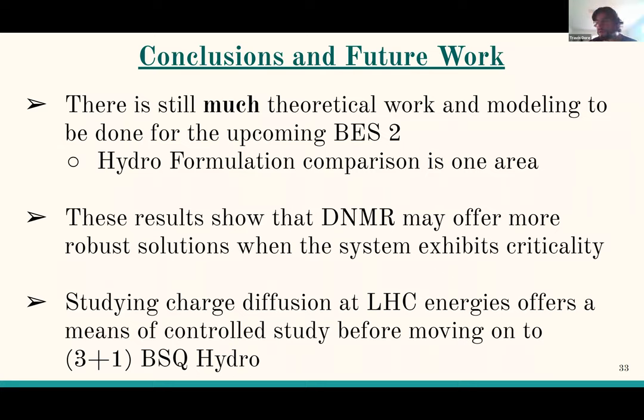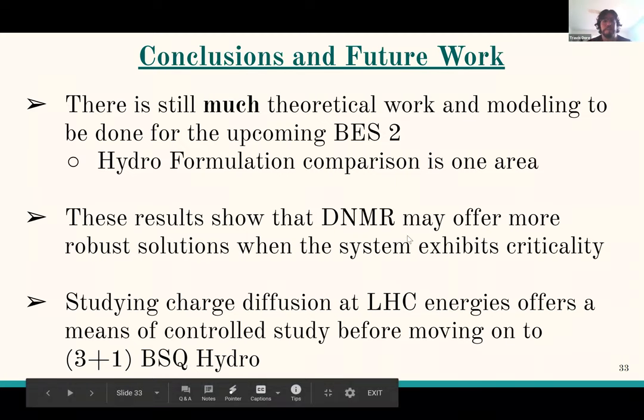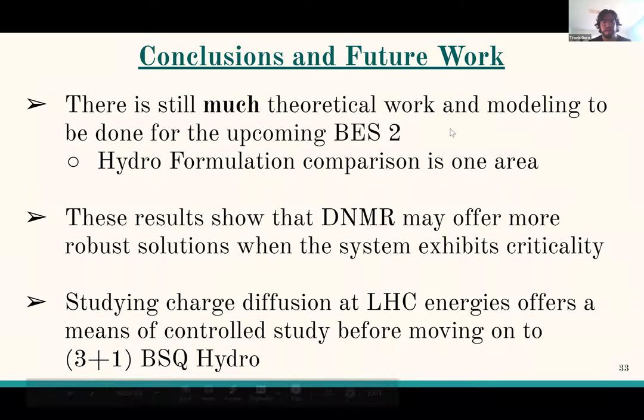Right, so here's my conclusion slide, and I guess I'm a couple minutes early, which is cool. I thought that I might not have enough time, but I guess I can talk for longer than I thought. So there's a lot of theoretical work to be done on modeling for the beam energy scan 2 that's coming up.